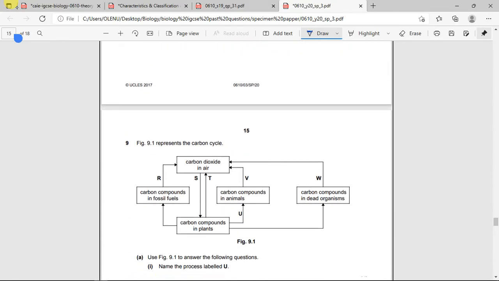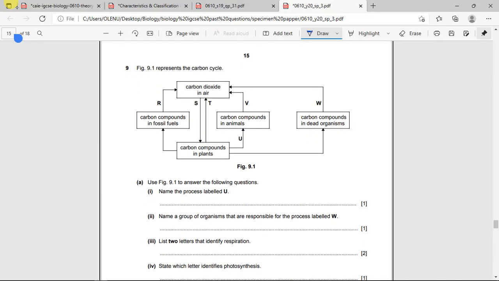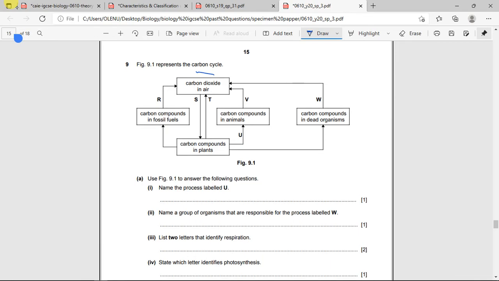Next is figure 9.1, which represents the carbon cycle. Use figure 9.1 to answer the following question. Name the process labeled U. U is carbon compound in plants becoming carbon compound in animals. So how do animals take in the carbon compounds found in plants? It's through nutrition or feeding. So U here will be nutrition or feeding.